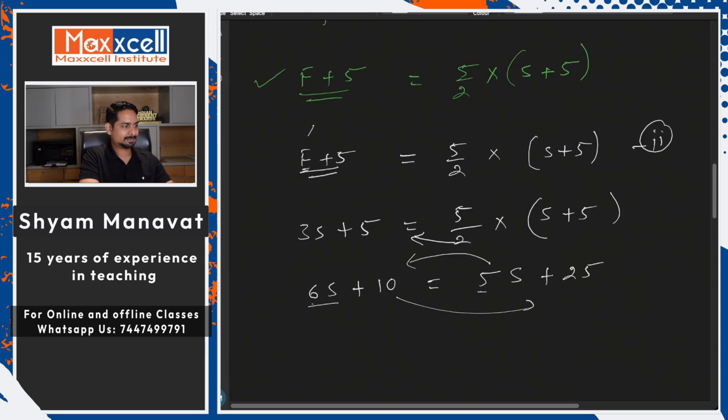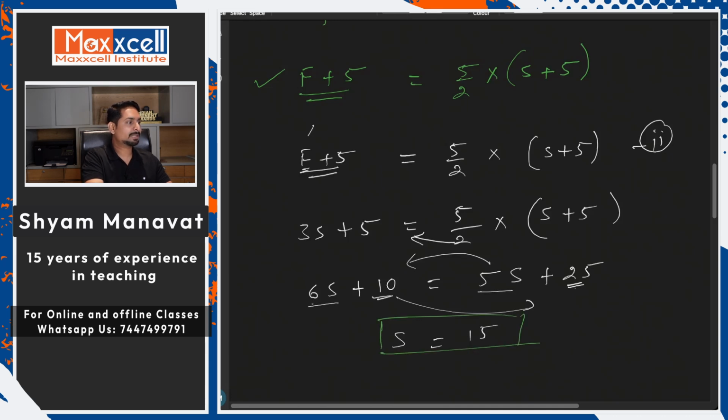6s minus 5s will get you simple s. 25 minus 10 plus 10 will go to the right hand side, and will become minus 10. 25 minus 10 is 15. S is equal to 15. That's the age of son.